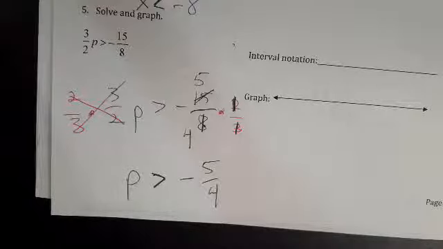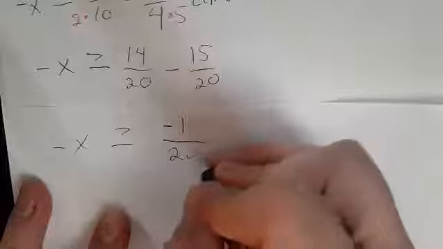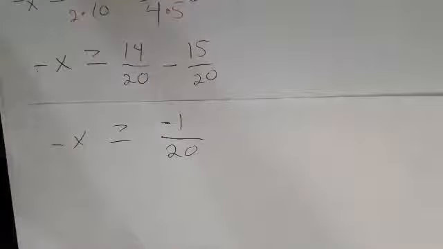Now I see negative x is greater than or equal to. I do 14 minus 15 on top, which gives me a negative 1, and I keep that common denominator of 20 on the bottom. Now I have a negative x. If you really need to throw a coefficient in there, I suppose you can, but that's just like a negative 1x happening there, right?